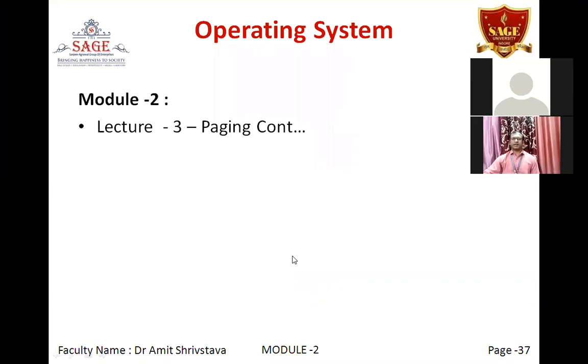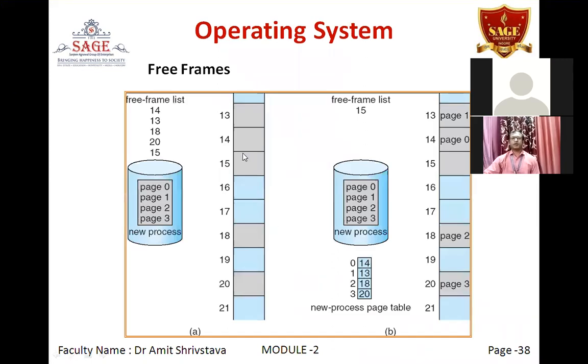So today we'll be starting lecture 3 of module 2, and we'll be continuing the concepts of paging. Here we have a free frame list maintained by the operating system. Suppose a new process comes in which has 4 pages. These pages will be allocated frames from this free frame list. Like here, page 0 has been allotted frame 14, page 1 has been allotted frame 13, and so on. So the operating system maintains this free frame list for allocation of frames to the new processes.